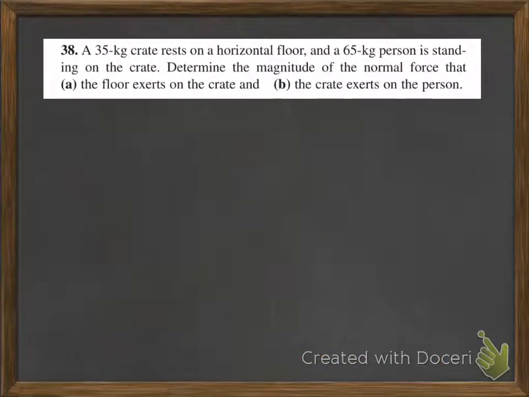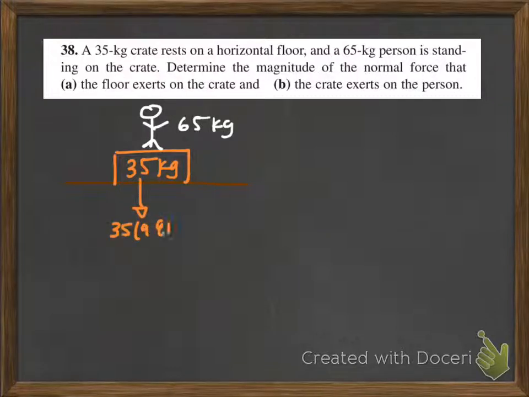So this problem states a 35-kilogram crate rests on a horizontal floor, and a 65-kilogram person is standing on the crate. Determine the magnitude of the normal force that the floor exerts on the crate and that the crate exerts on the person. So here we're looking at individual forces. Here I drew the problem, labeling the normal force and the weights of each. I just multiplied the masses by 9.81.